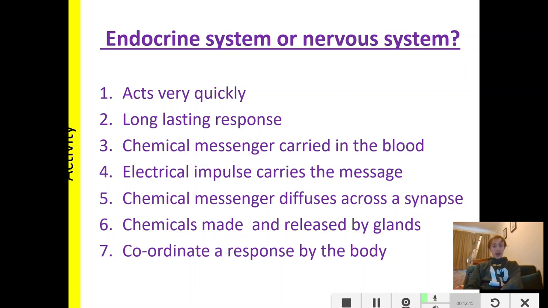Chemicals made and released by glands is an endocrine system change, and coordinate a response by the body. Well, both is the answer. Both are coordinating a response by the body. They actually have very similar roles. It's just the nervous system is for quick, short-lasting, and the endocrine system is for slow, long-lasting. But both of them are aiming to make a change in your body. The nervous system might be just changing the way your arm is moving around. The endocrine system might be changing the way your body looks or acts, or the chemicals that it makes.